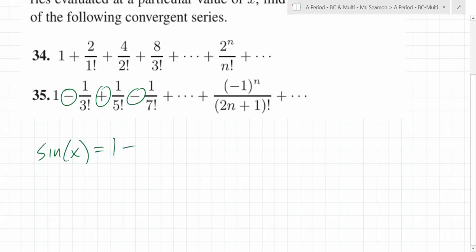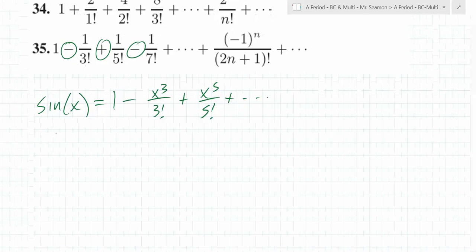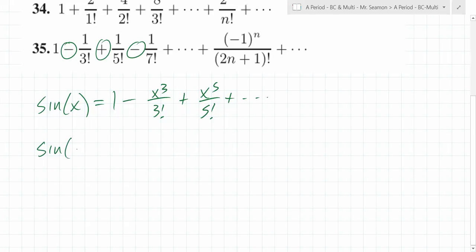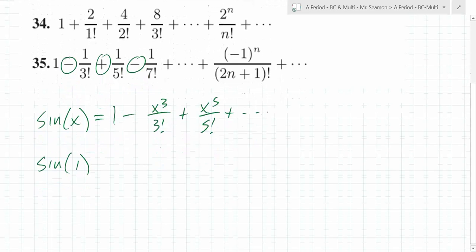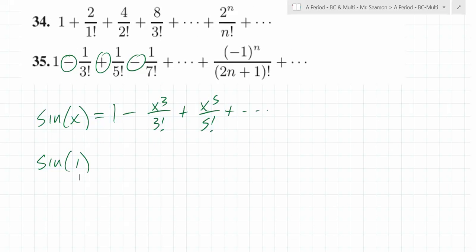1 minus, yep, x cubed over 3 factorial, plus x to the fifth over 5 factorial, and so on. Good. Nice. Okay, so this looks like sine of. Is it sine of -1 or sine of 1? 1. I think it's just sine of 1, right? Yeah. If the signs didn't flip, but it looks like the signs correlate perfectly, right?